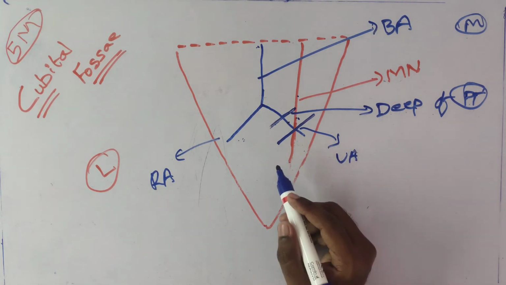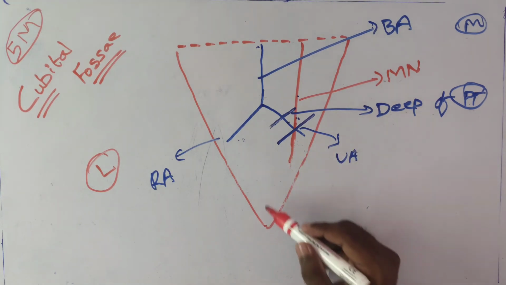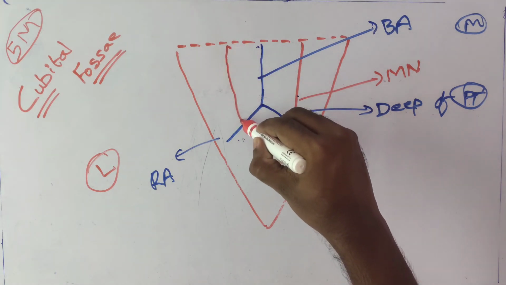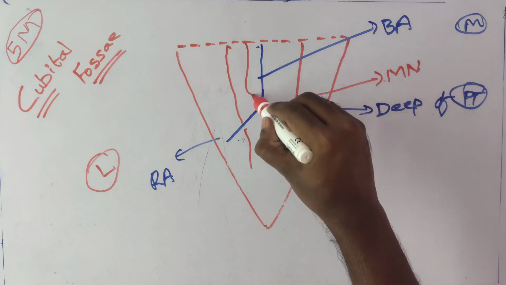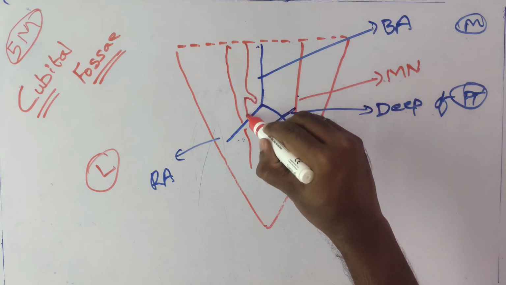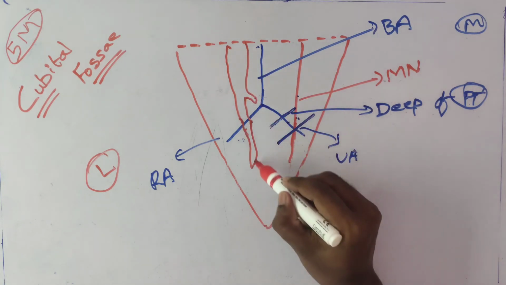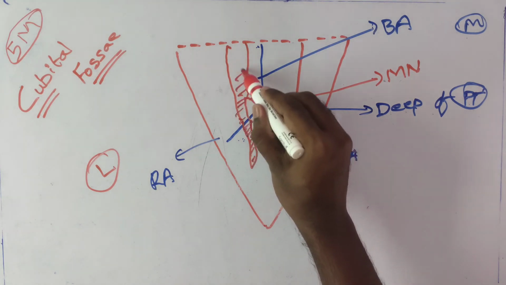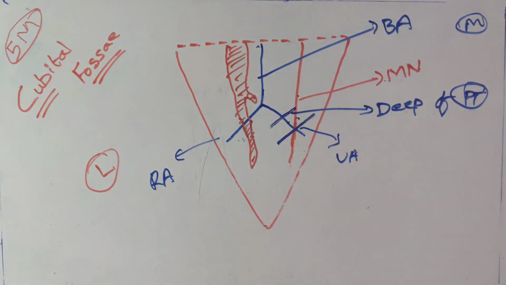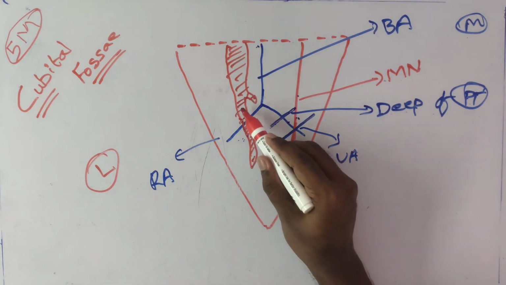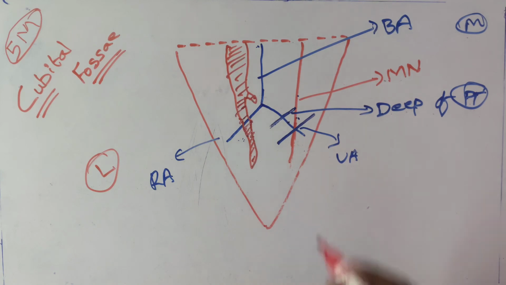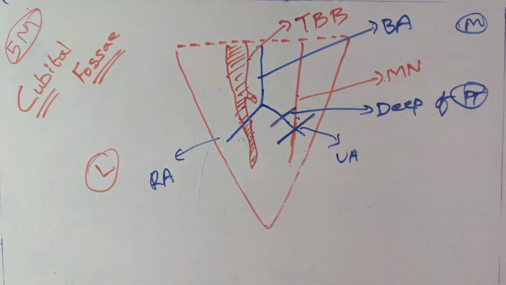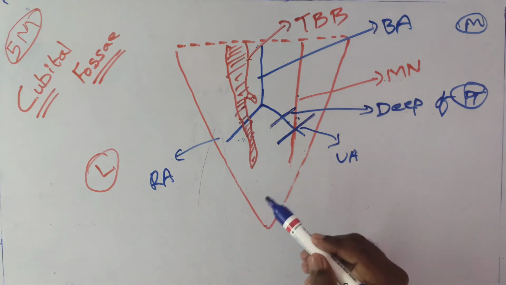Next, coming to the third one, biceps brachii. This is the tendon of biceps brachii. I am thickening it with red color. There is no important point for this tendon of biceps brachii. Only the name itself is enough.